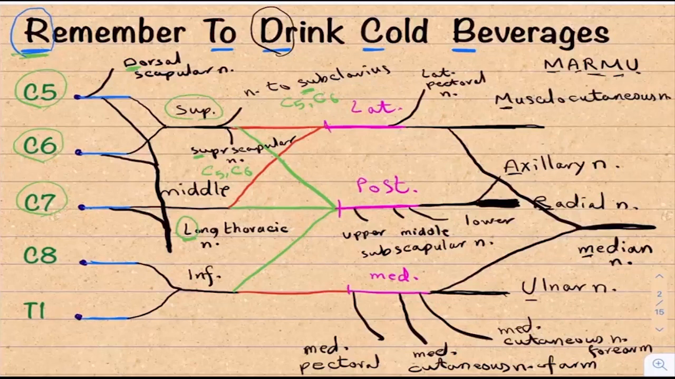We have the dorsal scapular, that's the earliest in the alphabet, so it comes from only C5. And we have the L, which comes later in the alphabet, so it comes off C5, C6, and C7. And then only the superior trunk will give off two nerves that start with S, the nerve to subclavius and suprascapular.